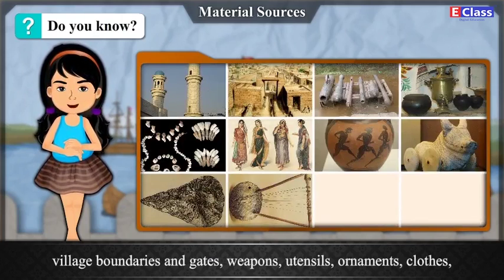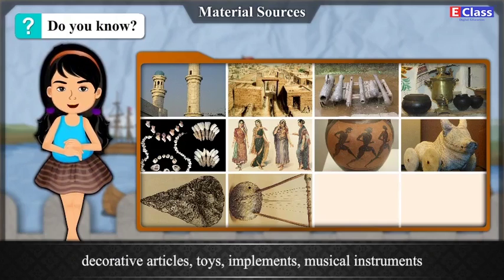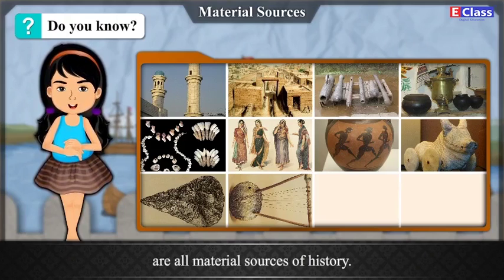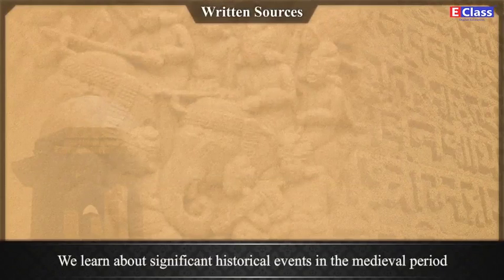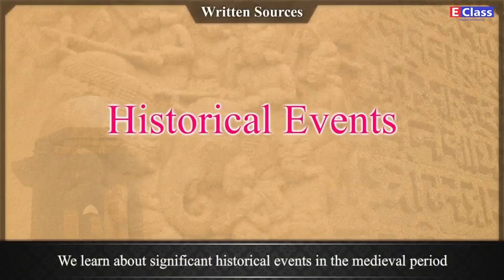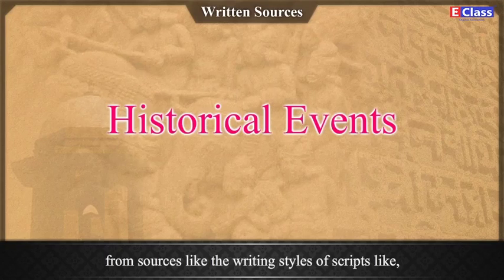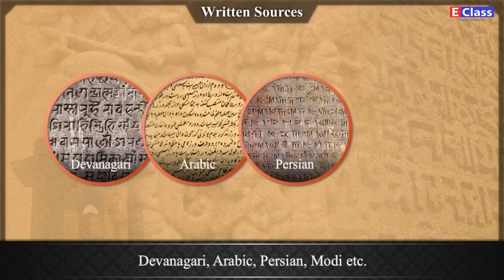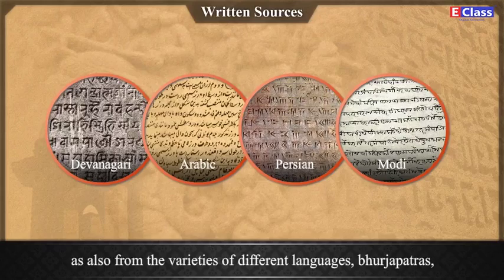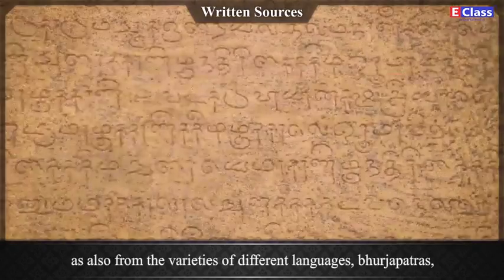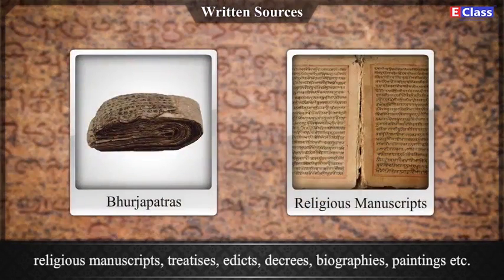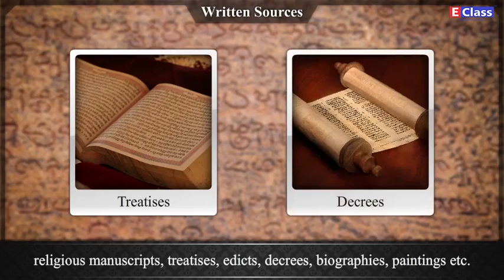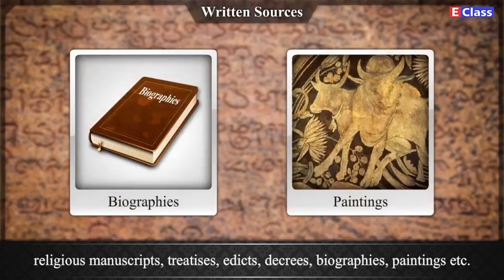weapons, utensils, ornaments, clothes, decorative articles, toys, implements, musical instruments are all material sources of history. Written sources. We learn about significant historical events in the medieval period from sources like the writing styles of scripts like Devanagari, Arabic, Persian, Mori, etc., as also from the varieties of different languages, Bhurjpatras, religious manuscripts, treaties, edicts, decrees, biographies, paintings, etc.